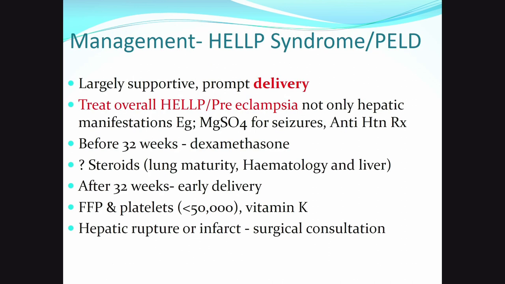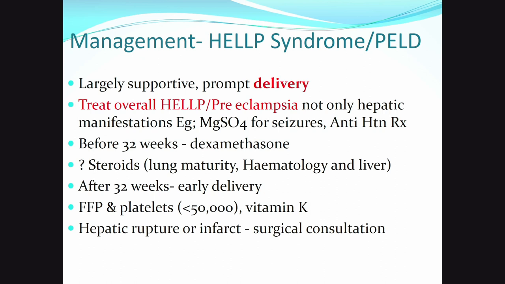The management of HELLP syndrome and preeclamptic liver disease is basically supportive and targeting the delivery at the correct time. The overall management is not treating the liver enzymes. You need to treat the HELLP syndrome and preeclampsia, and you have to take everything together. And if the patient has a possibility of seizures, you need to start magnesium sulfate, and you need to control the blood pressure with antihypertensive treatment according to the guidelines.